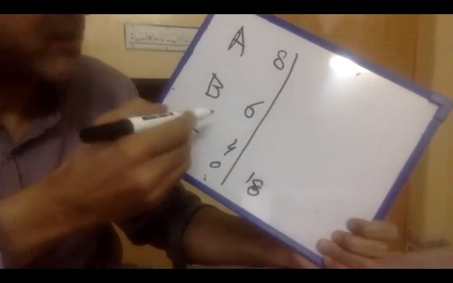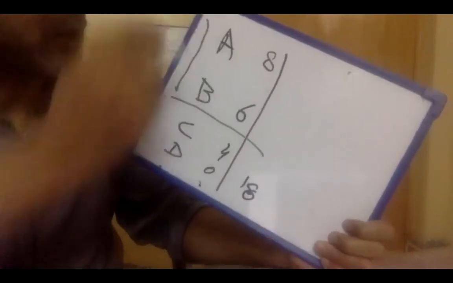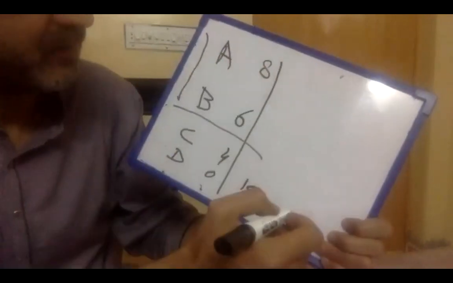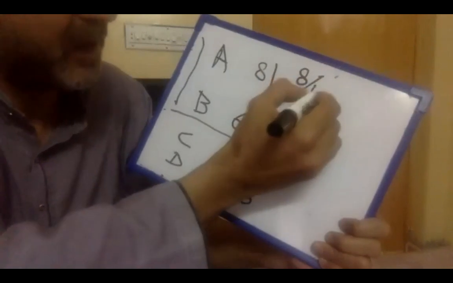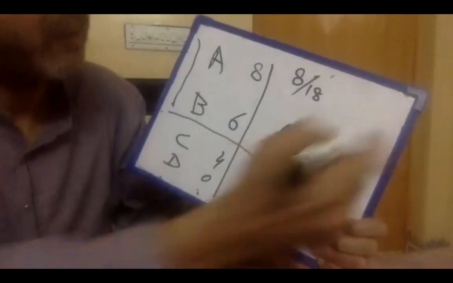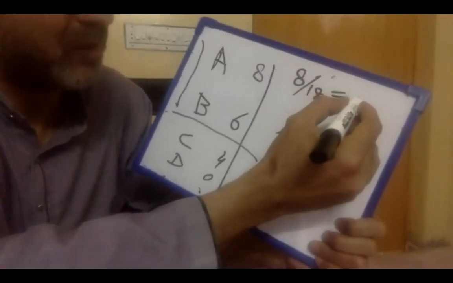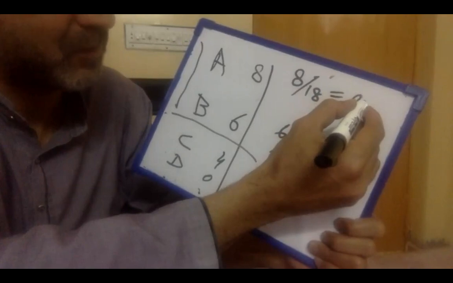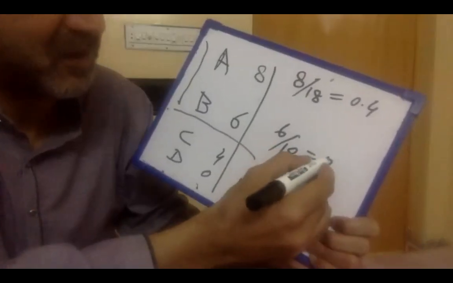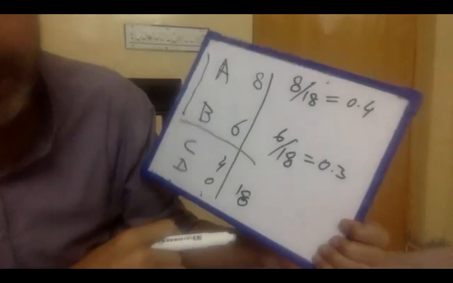But according to the elitist method, we have selected this one, the top one, top 50%. And after dividing 8 by 18 and 6 by 18, we have the value, something I don't remember. Maybe, what was the value? 0.4. Sir, 0.4. Okay, and 6 by 18, that was the value 0.3. So these values are very much close to each other.